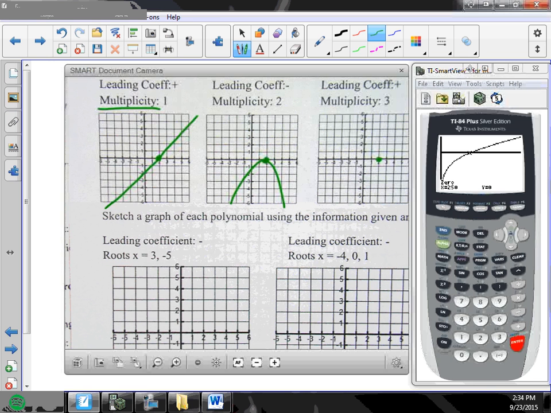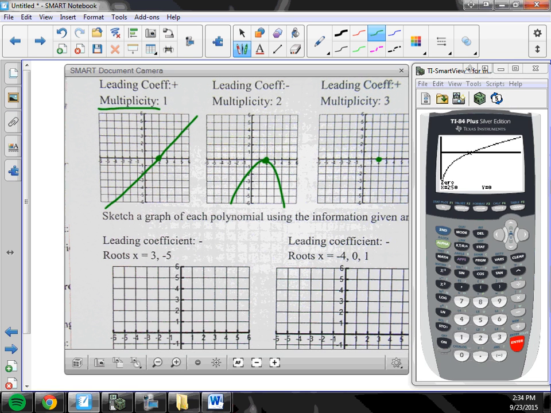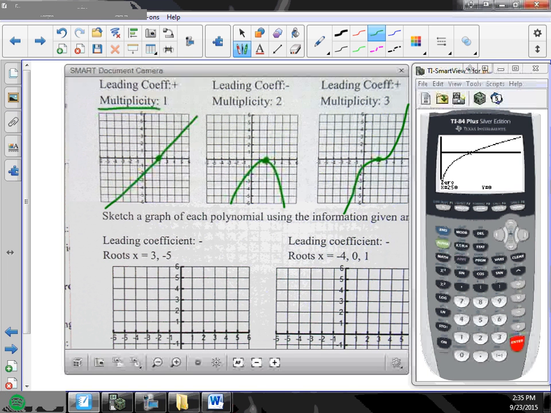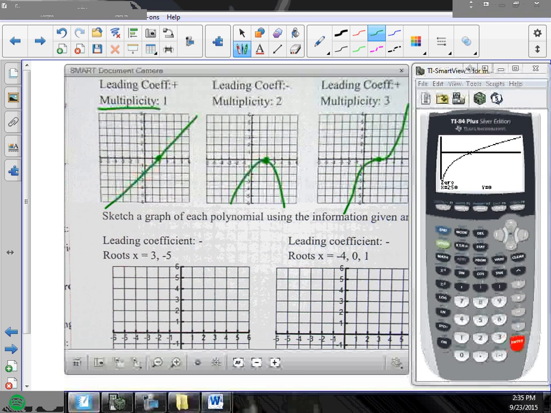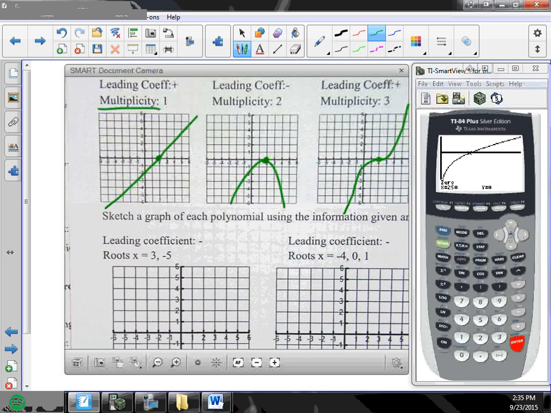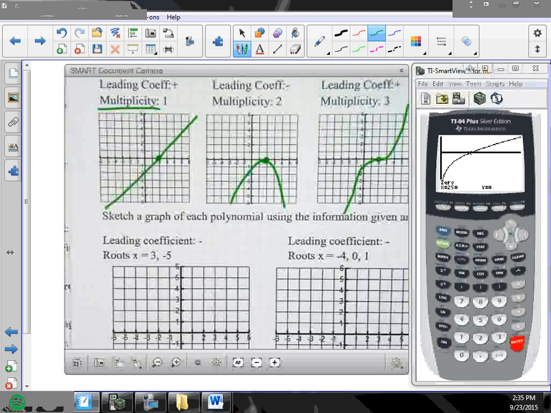Now, when a root happens 3 times, it doesn't go straight through, and it doesn't bounce. It has a saddle. So we're going to get close to it and slow down and level off. And we have that little saddle point. So it still goes straight through, but it slows down on its way through, levels off, and then speeds up again. That's when you have a triple, like x equals 2, x equals 2, and x equals 2. If you have x equals 2, it just goes straight through. 2 and 2, it bounces off. 2, 2, and 2, it does that saddle.